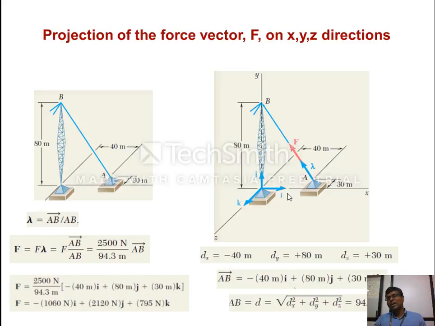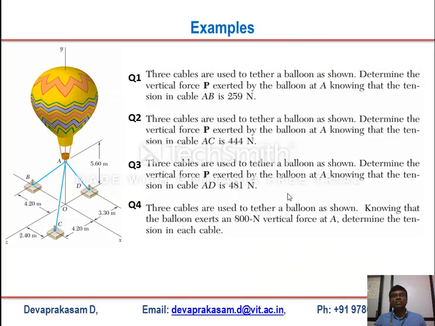This is one of the simplest problems which I could discuss. So what I am going to do is this is the problem. Look at this diagram. There is a flying balloon, and it is tied through a string, and A, B, C, D. This is B, C, D, and A is this position.